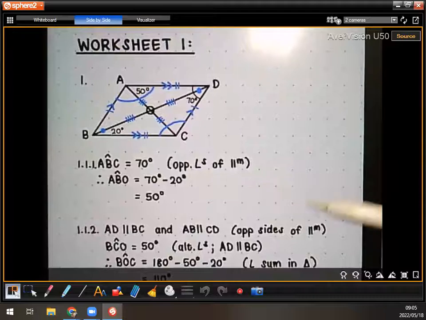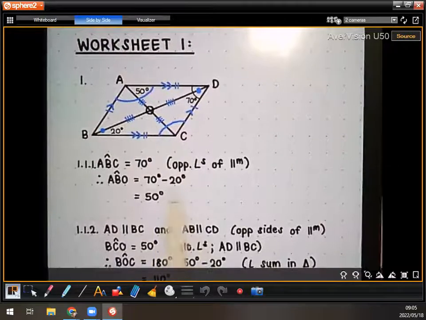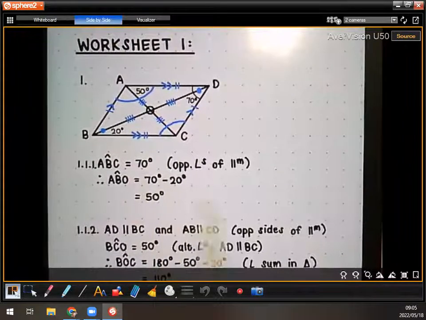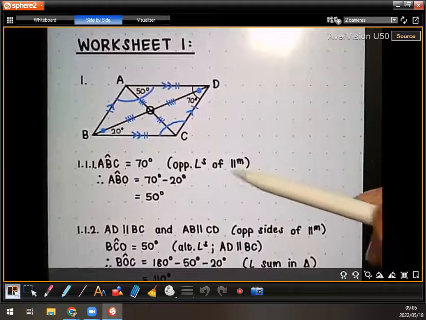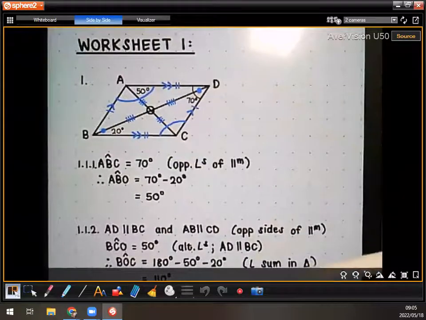And guys, there's no reason for that step. That's just common sense. If you know that the whole angle is 70, then to get part of it, you need to minus the part that you have. Does that make sense? So you don't have to write a reason for the 70 minus 20 part if you did it like this. But opposite angles of a parallelogram does have to be there if you use the fact that the angles are opposite.